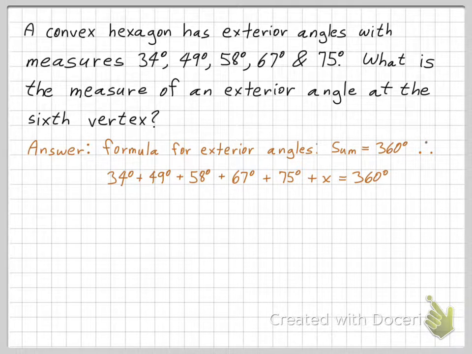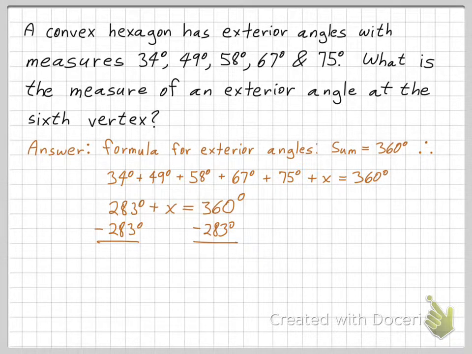Okay, so then moving right along, you add up the individual angular measurements and you get 283 degrees plus the missing value is equal to 360 degrees. I should probably have a degree symbol there. And then you subtract 280 degrees from both sides and you get your final answer, 77 degrees. So the angular measurement of the sixth vertex is 77 degrees.